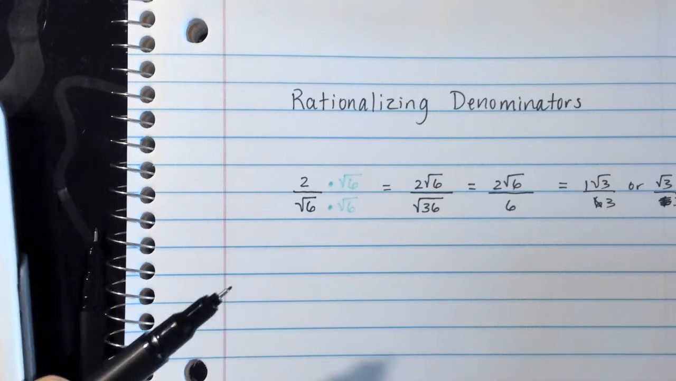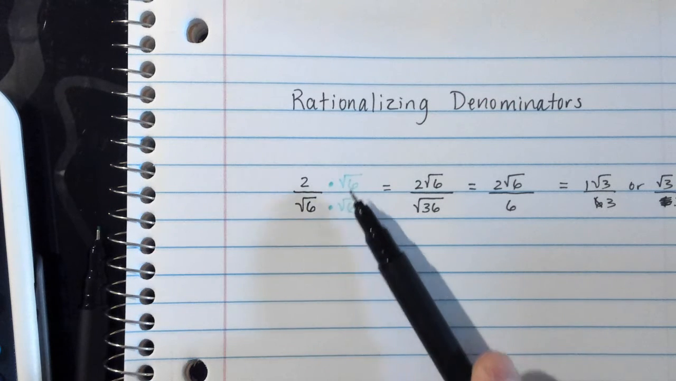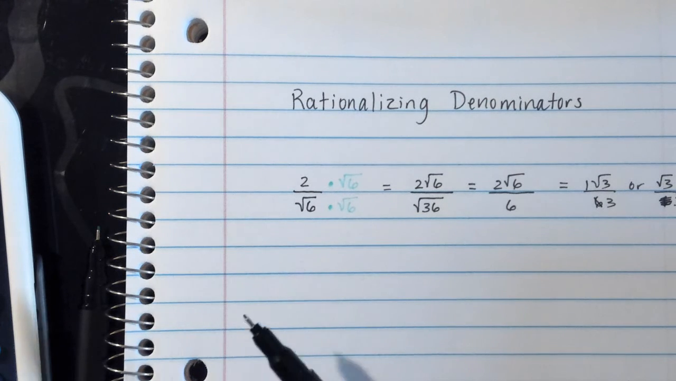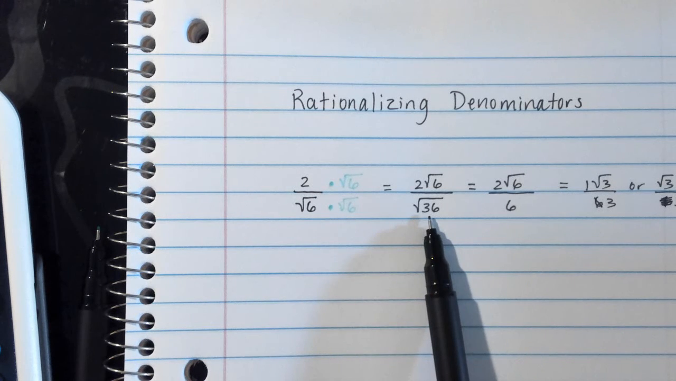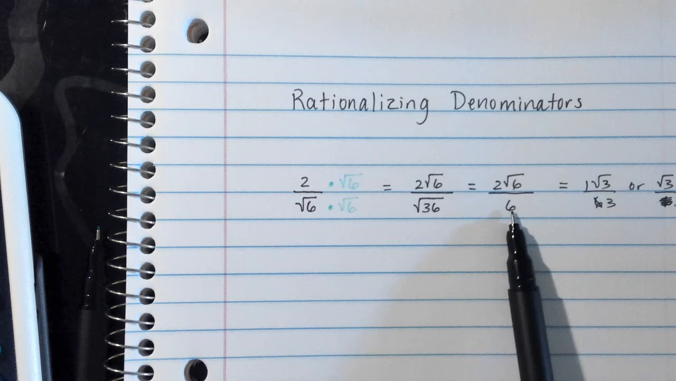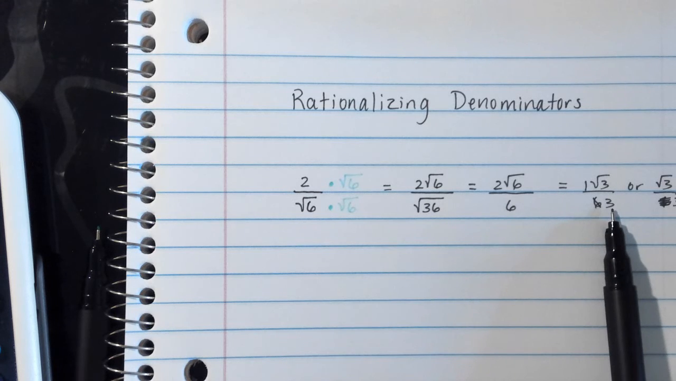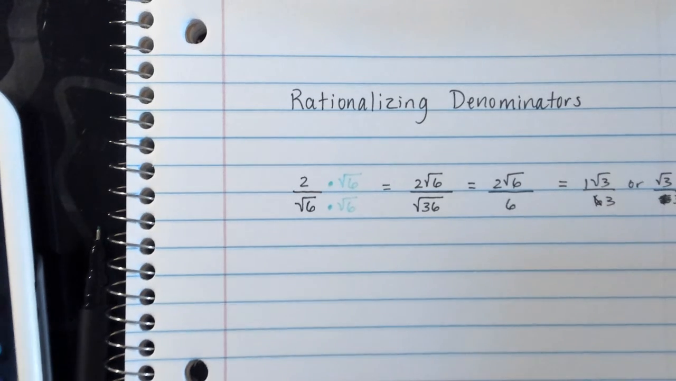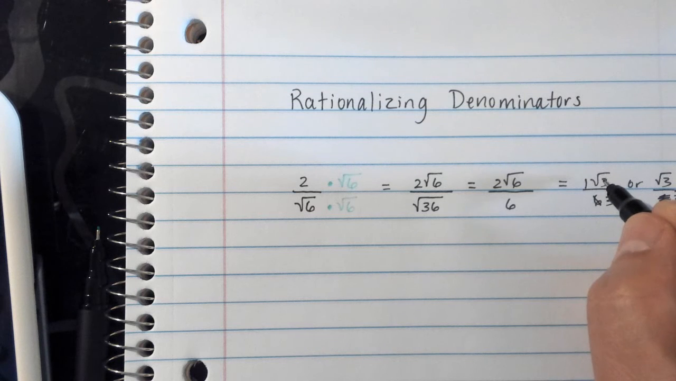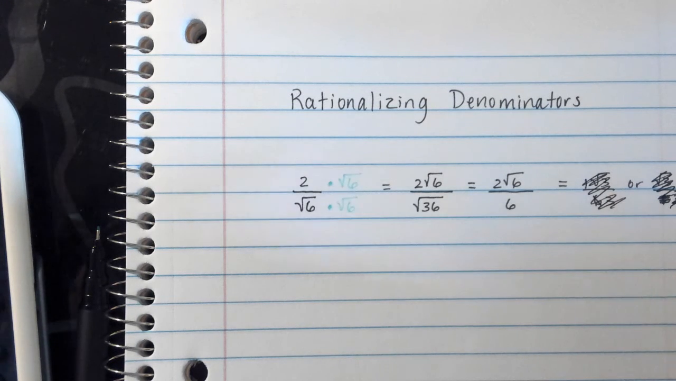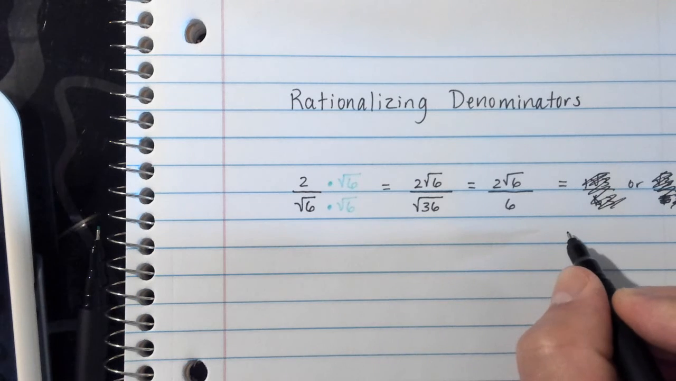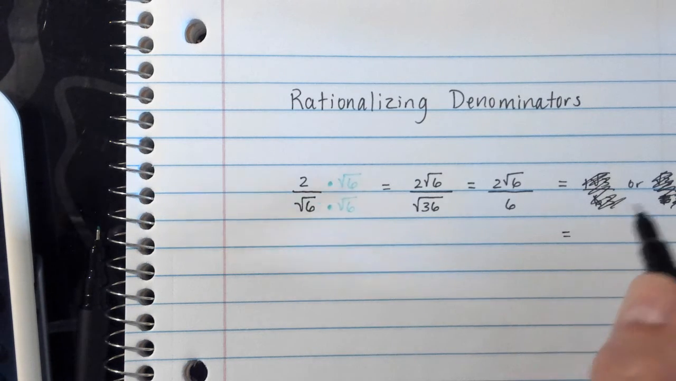Let me go back and check my work. So multiply top and bottom. Looks good. 2 times square root of 6, yes. Radical 6 times radical 6 is radical 36. That's fine, that's fine. 2 over 6 is 1/3. Oh my gosh. This is horrible. I could just make a new video, but not gonna happen. Way too time consuming.